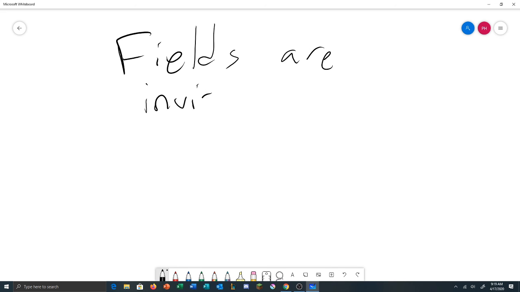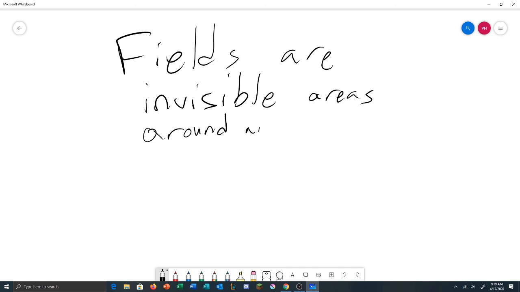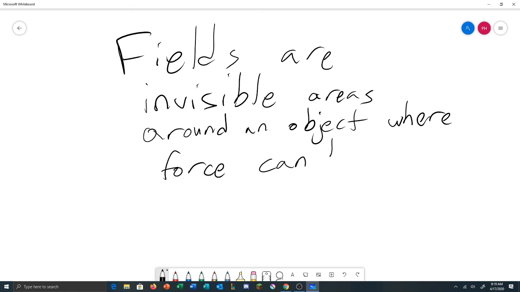So that's what a field is. Remember, fields are invisible areas around an object where force can be observed. Fields are invisible areas around an object where force can be observed.